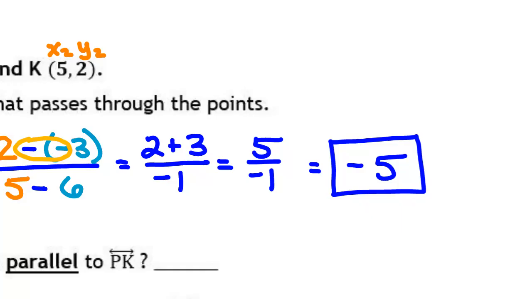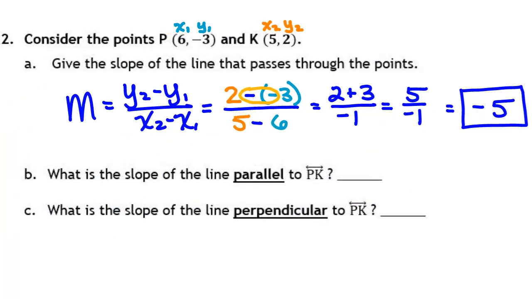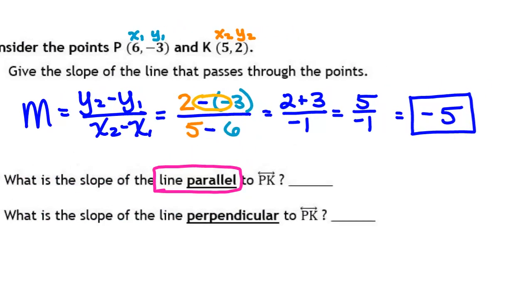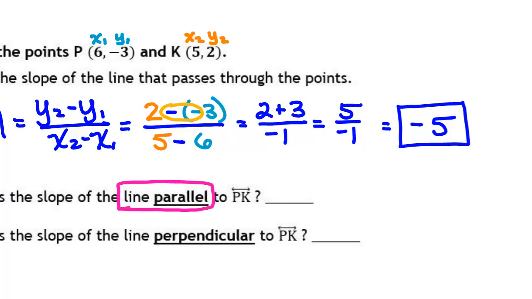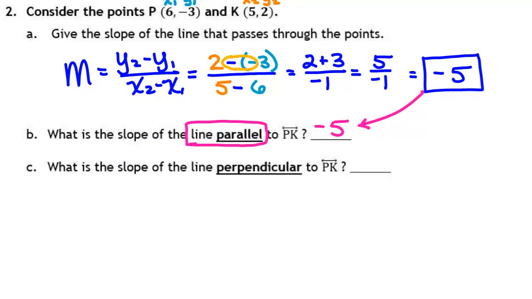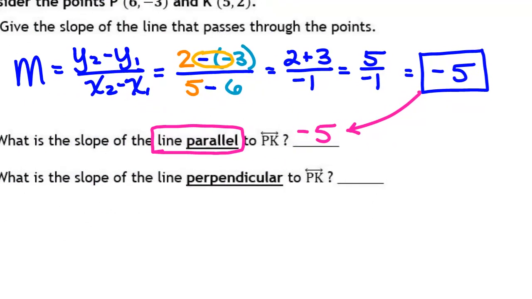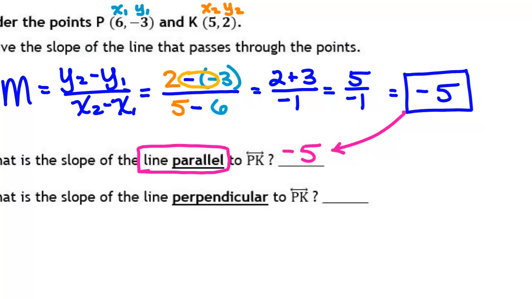So what is the slope for the parallel line? Negative 5. Whatever the slope is that you found for the original 2 points, parallel lines have the same slope. Perpendicular lines have opposite reciprocal slope. So opposite sign, and we flip the fraction. So the only problem is that's not a fraction, is it?